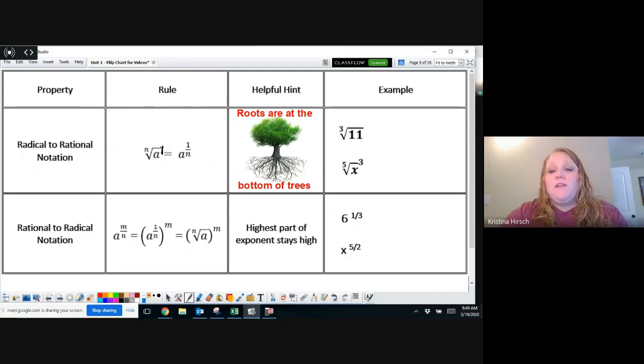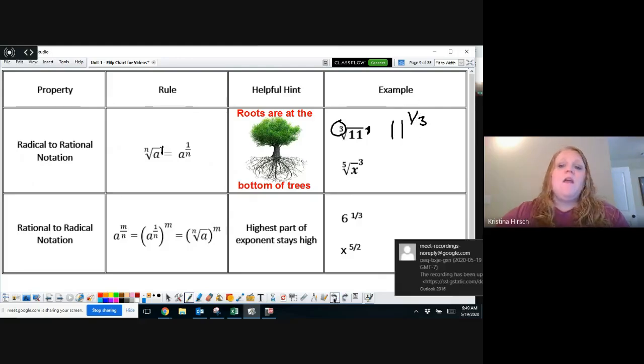Now, when we look at this example, we have the cube root of 11. That's really the cube root of 11 to the first power. So this is my root. Roots are at the bottom of trees, so this would be rewritten as 11 to the 1/3 power. I do want you to realize that this 1/3 is an exponent. I'm not saying 11 to the and 1/3. That's not right. It has to be elevated. It is an exponent or power.